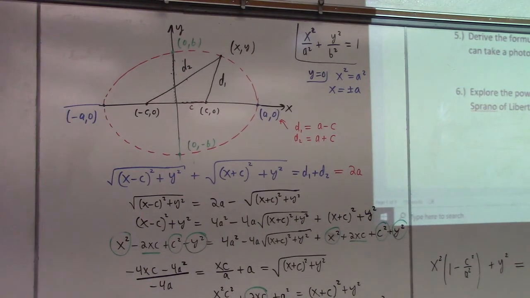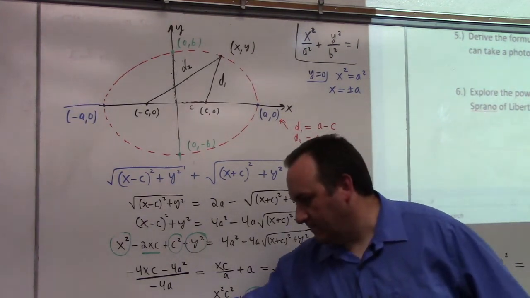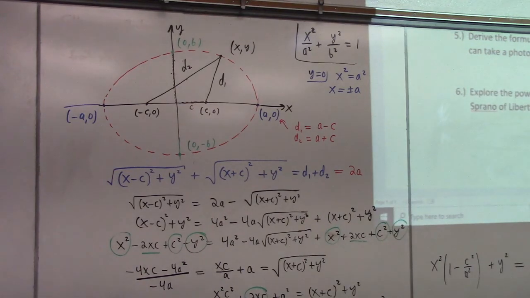And then one more step. We've got x squared over... grief. Let's see here. So I have x squared times 1 minus c squared over a squared, all divided by a squared minus c squared, right? Plus y squared times 1 over a squared minus c squared equals 1.